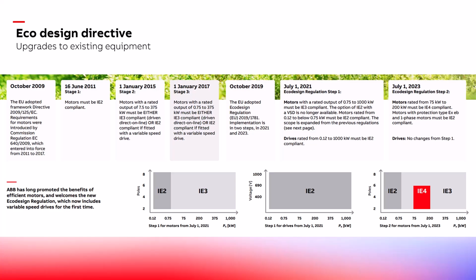The next step in July 1st, 2023 was motors rated from 75 kilowatt to 200 kilowatt must be IE4 compliant. And some also motors, EX motors as well, must be IE2 compliant. The drives, no changes from step 1, but this is just showing you the minimum efficiency is being raised across the board for installations. And we're going to see some of this in the EcoDesign tool, and the benefit of upgrading from, say, an IE2 motor to an IE5, which we've got now, which can show you the efficiency benefits.